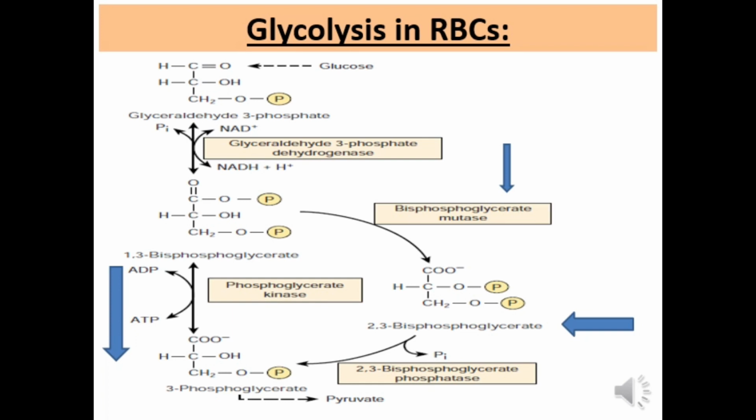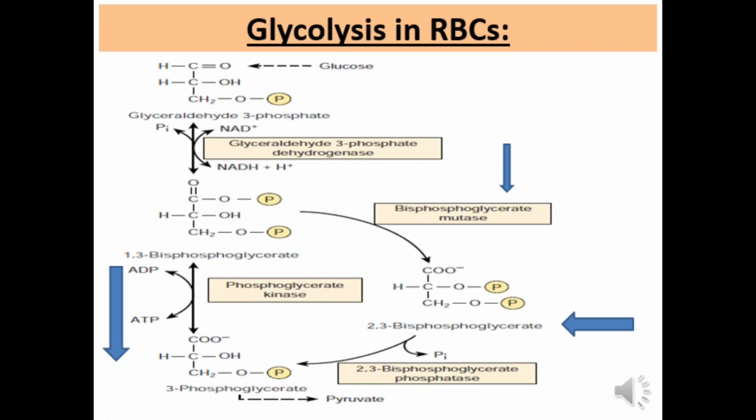This 2,3-bisphosphoglycerate is very important in decreasing the affinity of hemoglobin for oxygen. The hemoglobin has high affinity for oxygen, and the tissues need oxygen. This product competes with oxygen for hemoglobin and decreases its affinity, making hemoglobin release oxygen to the tissues.